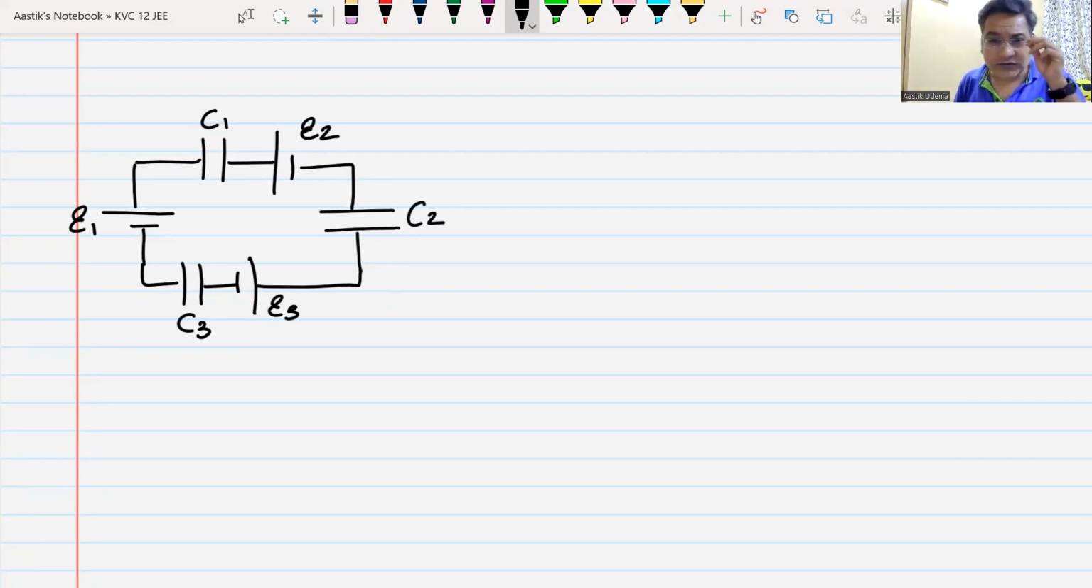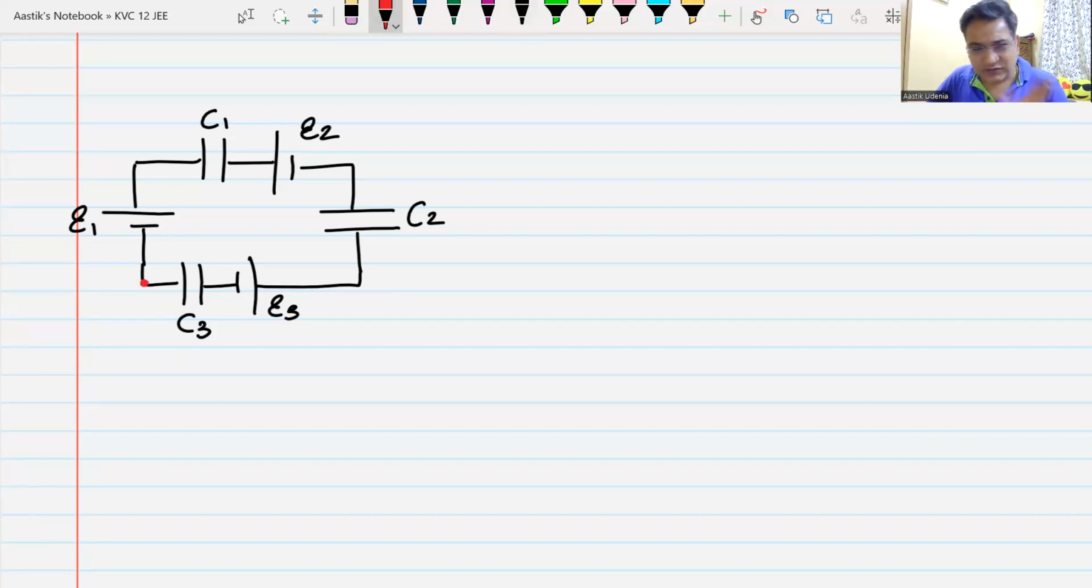Now, since there is more than one battery, I cannot solve it by series parallel combination. Here I've assumed that all the capacitors are initially uncharged. So this is the simplest possible case that we are going to see. Now how am I going to apply this loop law? I don't know the charges on each capacitor, and I have to apply the loop law. So what do I do? This is how I do it.